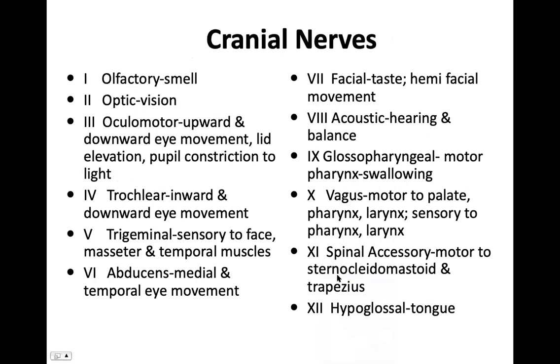All right, cranial nerves. I have a picture of those cranial nerves, and I think there's a reading in your reference folder on cranial nerves and what they mean.